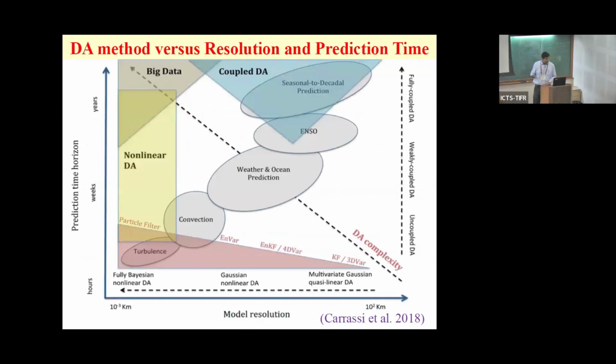Okay. Now this is again one scenario in which we define the resolution versus the data assimilation technique. It tells that if you are working at a very coarse resolution, these assumptions are valid, meaning we can use this kind of technique. But as you increase your model resolution, your system is no more linear Gaussian. So you need to move towards Gaussian nonlinear DA and further to fully Bayesian nonlinear DA. Okay.